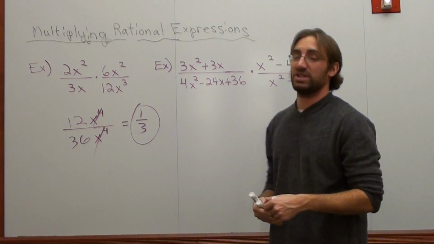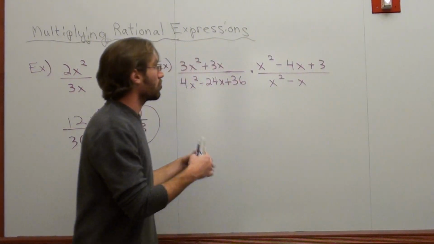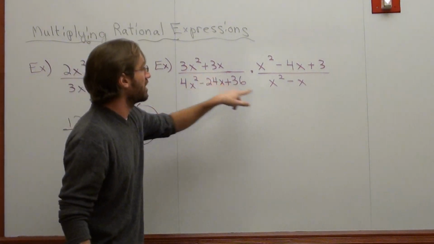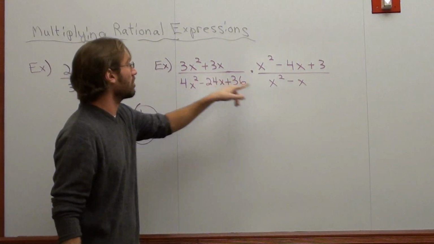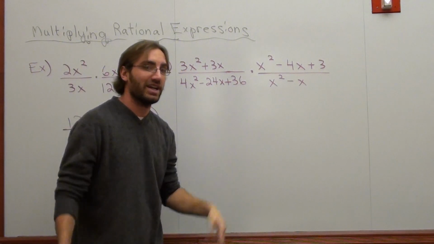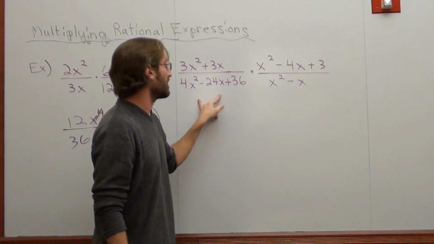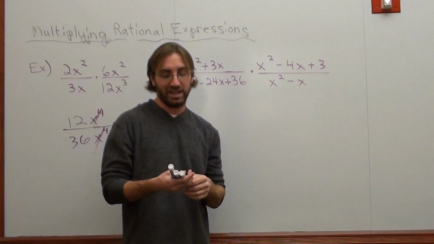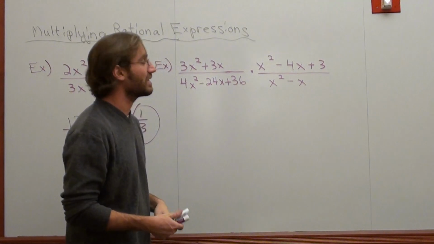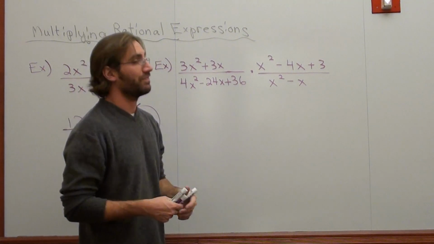With these types of problems, it's a lot more difficult. You can't just cross-cancel, and you're like, oh, I'm going to cross-cancel it. No, you can't do that. This has 2 terms and this has 2 terms, but they're not exactly the same. This has 3 terms and this has 3 terms, but they're not exactly the same. What you have to do in order to do this is factor.